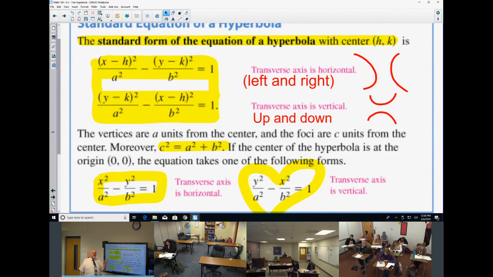Now, with the ellipse, what determines a horizontal or vertical ellipse is which of the numbers on the bottom is bigger. With the hyperbola, if the x squared term comes first, then the hyperbola opens left and right. If the y squared term comes first, then it's going to open up and down. Okay?